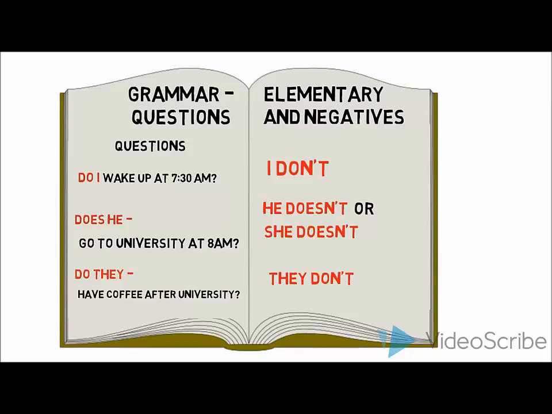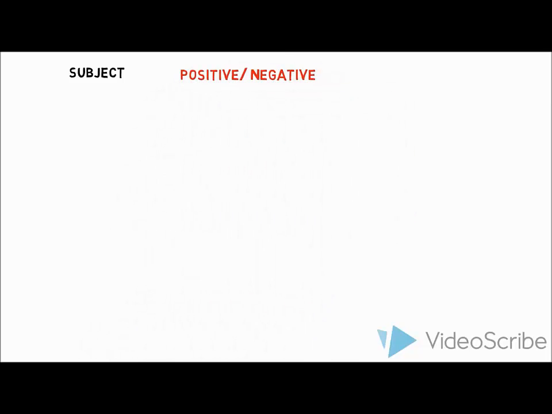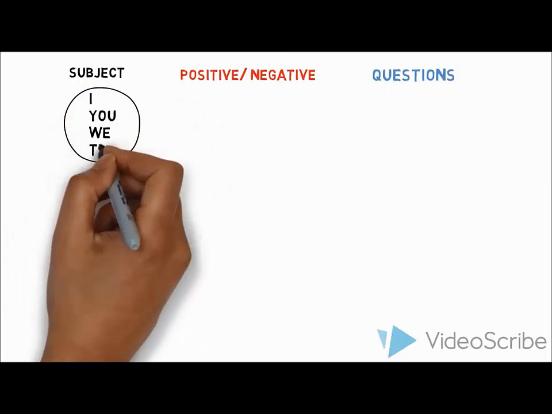Okay, so this doesn't become confusing, I'll give you a breakdown of what we learnt with examples. So we have the subject at the beginning, we have a positive and negative sentence, and a question statement. The following subjects have the same form. They are I, you, we, and they.